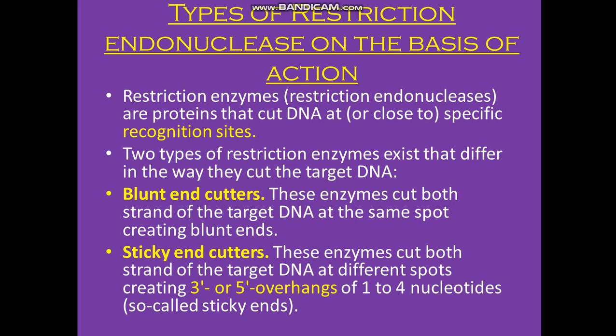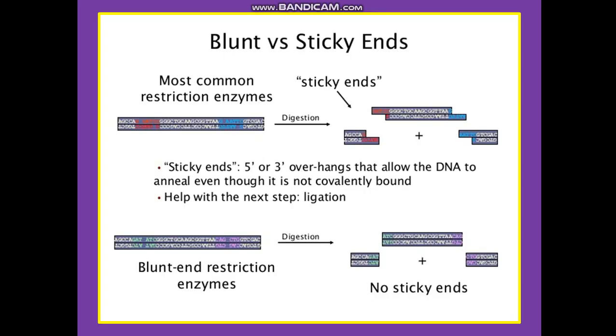These enzymes cut both strands of the target DNA at different spots, creating 3' or 5' overhangs of 1 to 4 nucleotides. So that is why they are called sticky ends, because they do not cut straight but cut in a staggered way, that I have already told you in the examples. We'll get back to those examples once again. Okay, see here, blunt end and sticky end.